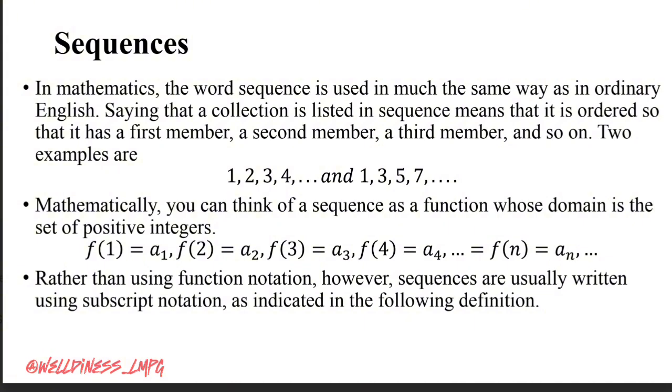Mathematically, you can think of a sequence as a function whose domain is the set of positive integers: f of 1 is equal to a1, f of 2 is equal to a2, f of 3 is equal to a3, f of 4 is equal to a4, and f of n is equal to an. Rather than using function notation, however, sequences are usually written using subscript notation as indicated in the following definition.